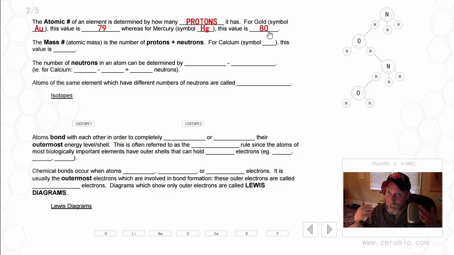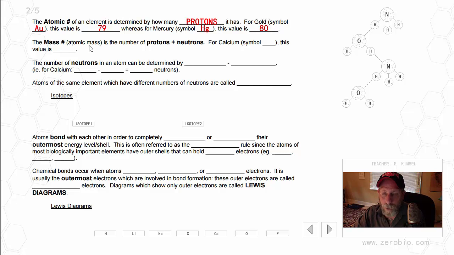Now, they may differ in the number of neutrons, and they're going to differ in the number of electrons, right? Because remember, the number of protons will tell you the number of electrons if the atom is neutral. So if you have one gold atom and it's neutral and it's got 79 protons, it's going to have 79 electrons. If you have one mercury atom, 80 protons, 80 electrons. All right, so that's the atomic number.